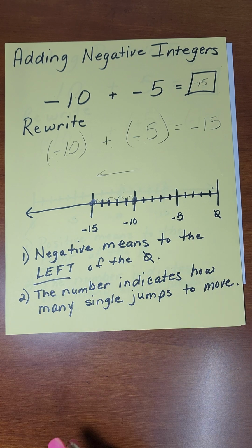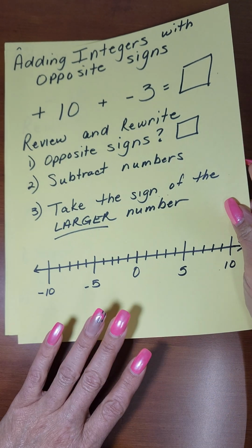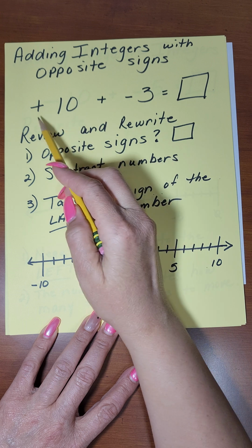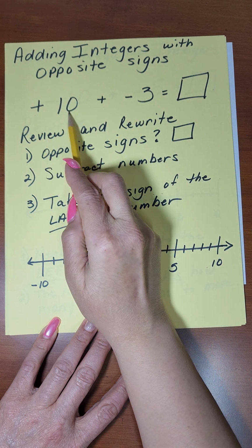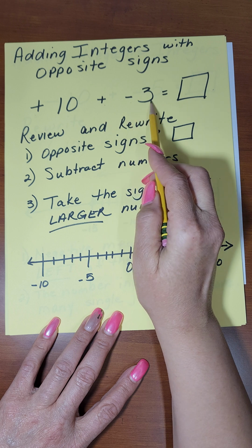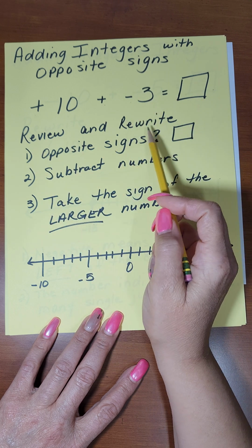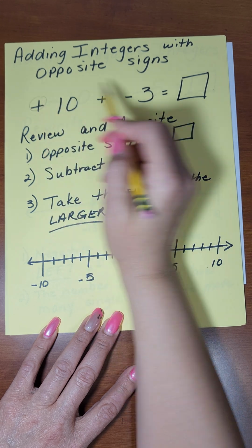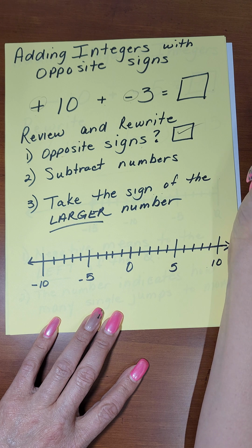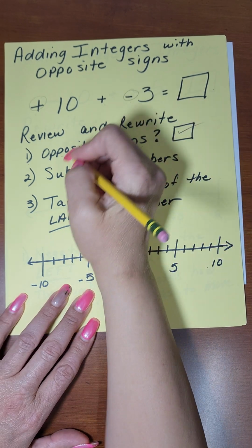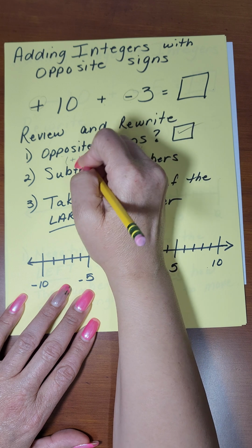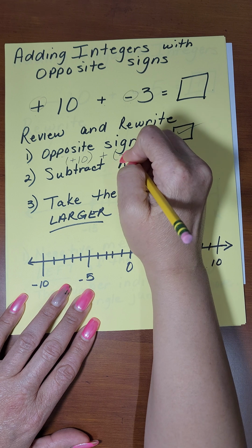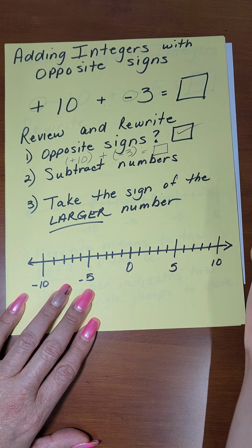All right. Now, when you are adding integers with opposite signs, you have the equation. So you have a positive 10 plus a negative 3. First thing you have to do is review and rewrite. So, do you have opposite signs? Yes, you do. Okay? So, I would rewrite that as, you might guess it, a positive 10 plus a negative 3 equals what?